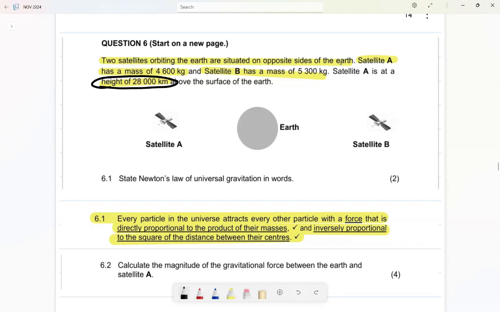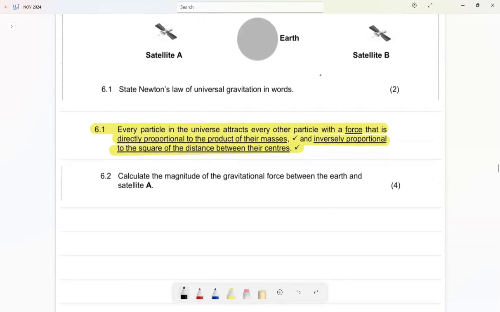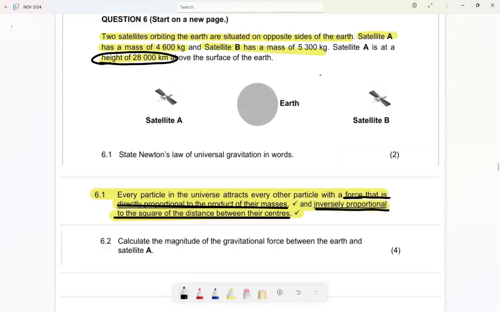State Newton's law of universal gravitation in words. It says every particle in the universe attracts every other particle with a force that is directly proportional to the product of their masses and inversely proportional to the square of the distance between their centers. Very important. Just 2 marks. This one you should know off by heart.